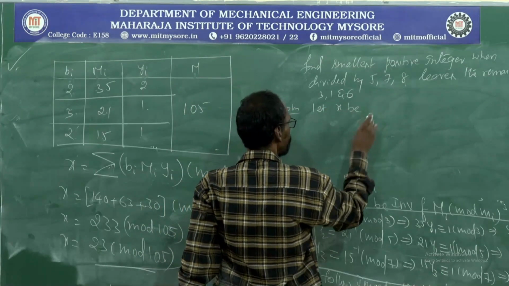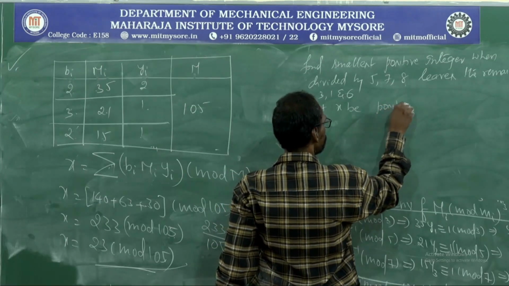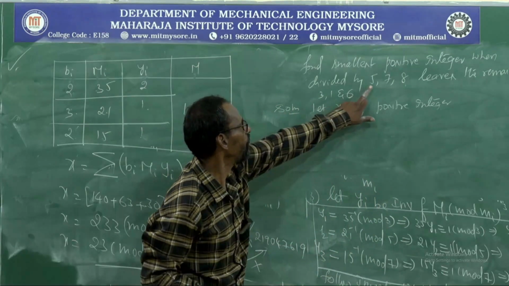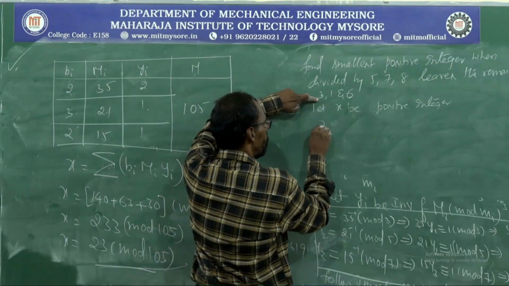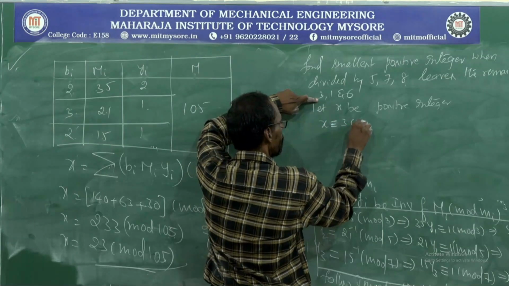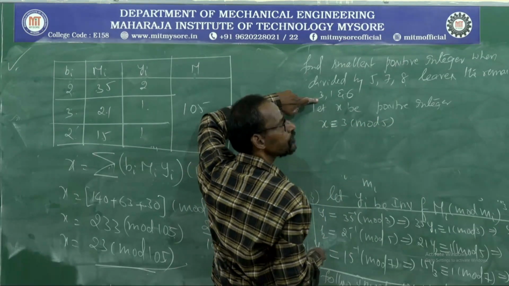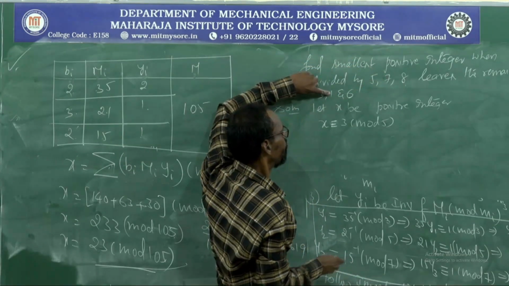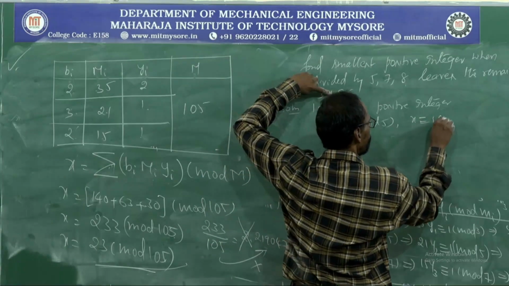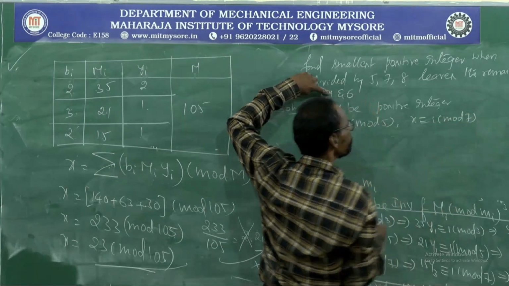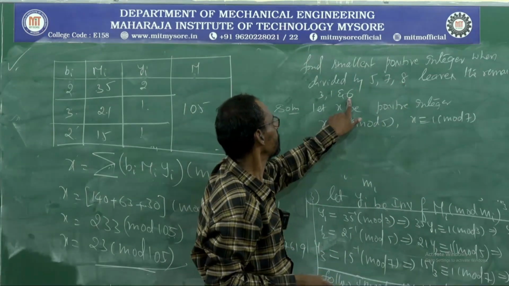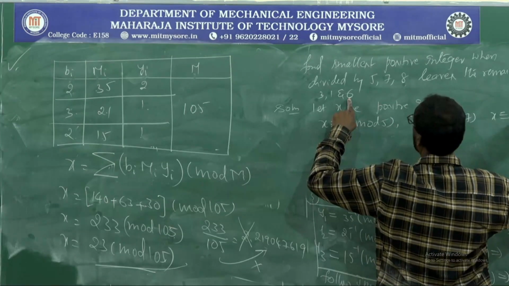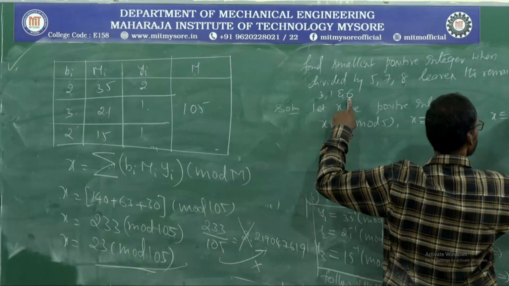Let x be a positive integer. Divisor 5, remainder 3. Therefore, x is congruent to 3 mod 5. This is the divisor, this is the remainder. Again, x is congruent to 1 modulo 7. This is a divisor, this is a remainder. Again, we have x is congruent to 6 modulo 8.